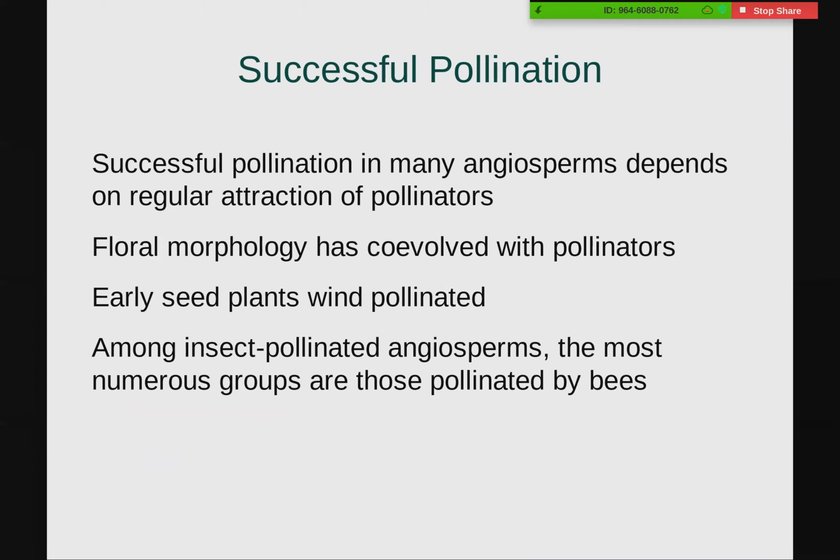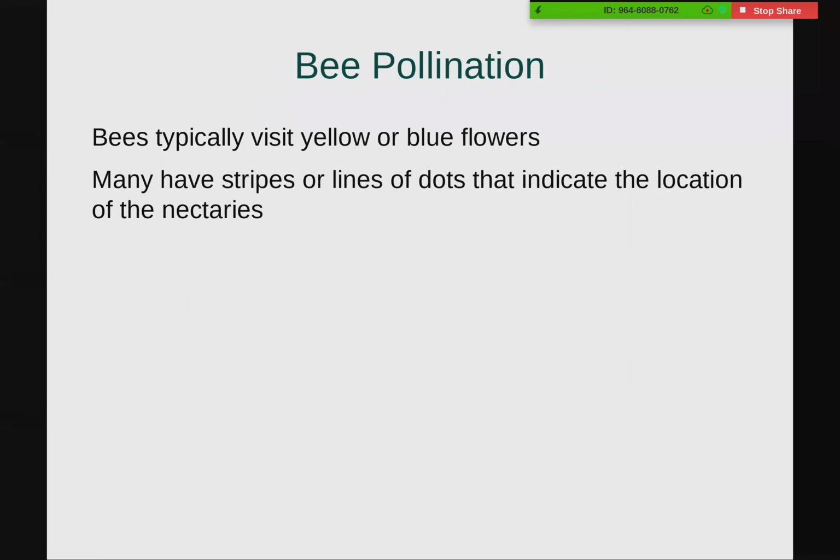Very diverse group of organisms. We like to think of them as being bees, but it really encompasses so many groups of insects as well as many animals. And there's a huge amount of coevolution between flower morphology and the pollinators that pollinate those flowers. Now, early seeded plants, such as those of our gymnosperms, were wind pollinated. However, insect pollinated angiosperms, the most common pollinators are the bees.